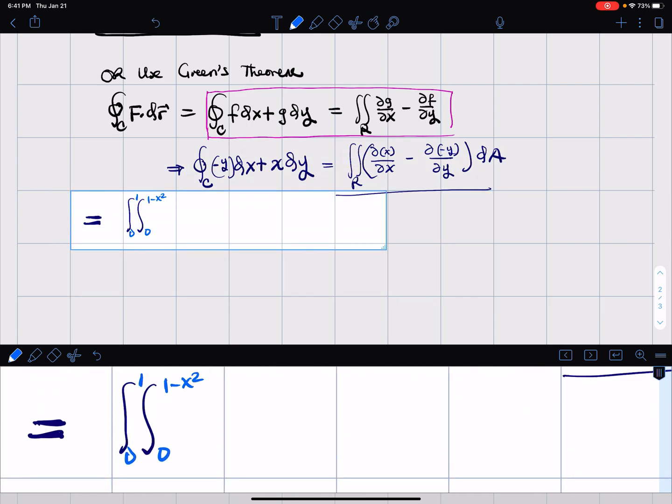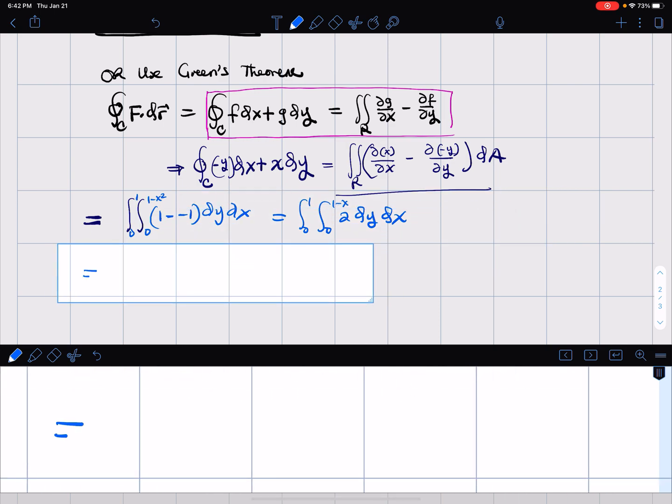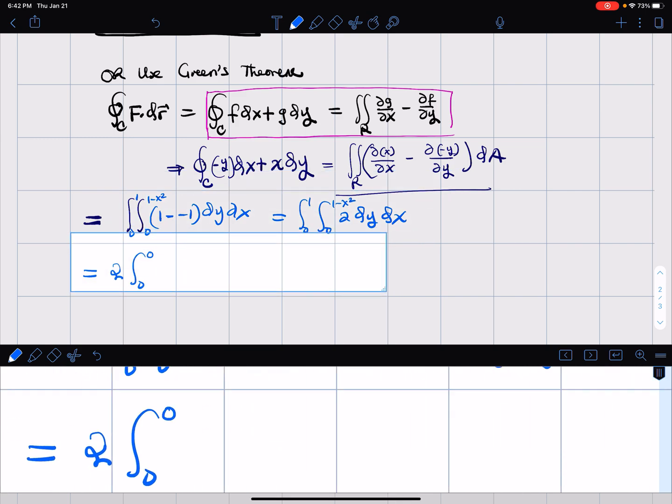Dx is just 1, and d negative y dy is negative 1, so we're subtracting negative 1, and this is dy dx. So this should give us the integral from 0 to 1, 0 to 1 minus x squared, of 2 dy dx. If you keep going with this integral, you can factor out the 2 and do the first integration inside, which will give you 1 minus x squared.